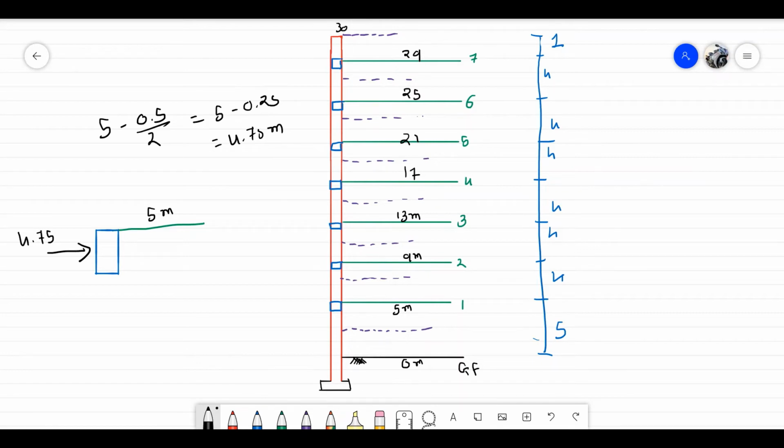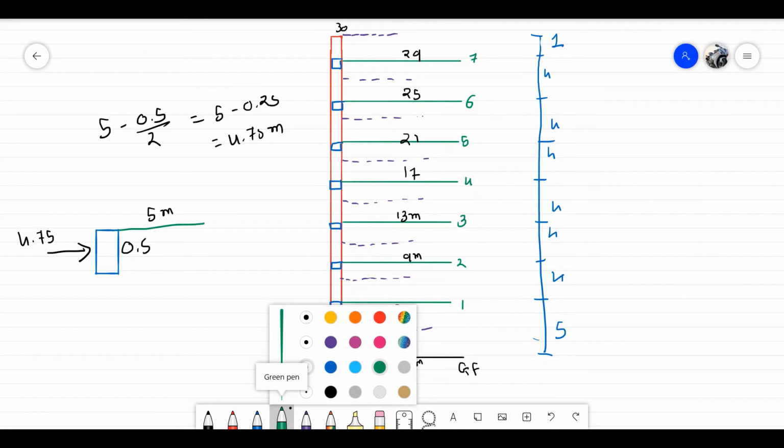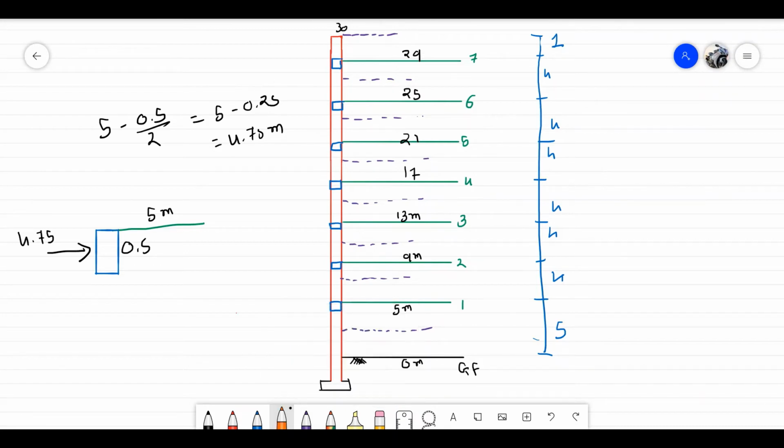4.75 meter height. 0.5 divided by 2. 0.5 is the beam height. Beam height divided by 2, because the node point is at the half. So at the node point, let's change the color. So here is a node point. Node height is 4.75. Same here. Same thing is here.